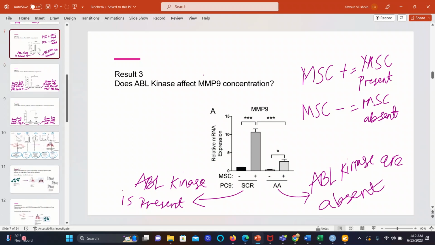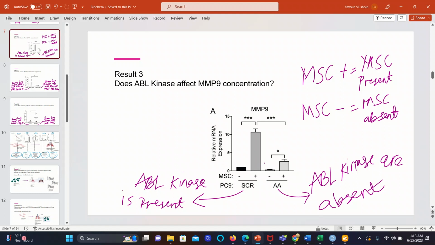So the third experimental question asks whether or not ABL kinase affects MMP9 concentration. Here we're looking at two groups of PC9 cells. Remember, PC9 is human lung cancer cells. Here we have SCR, which is PC9 cells where ABL kinase is present. Here we're looking at a group of cells that are PC9 cells where ABL kinase is absent.